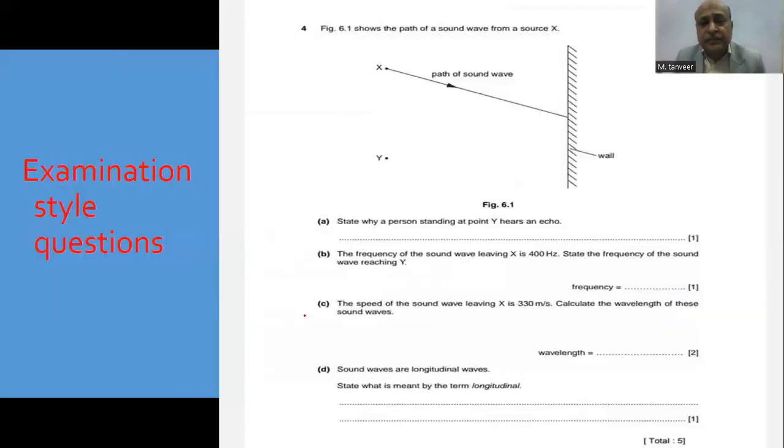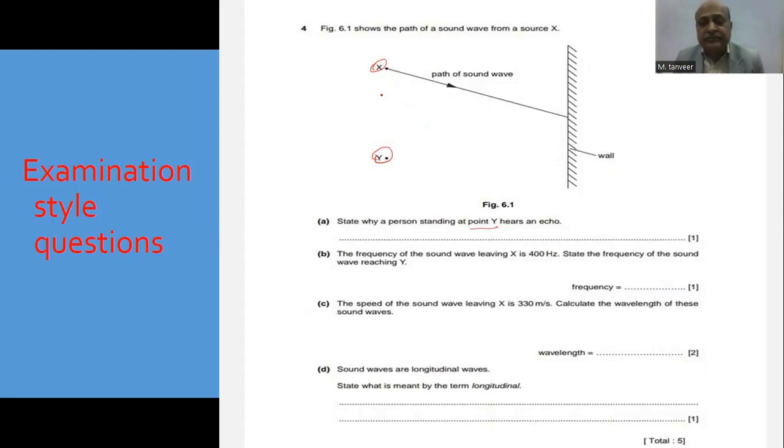Next question. The figure shows the path of a sound wave from a source X. Here, a source X is placed, the path of the sound wave, and when it strikes the wall, here the listener is standing at point Y. State why the person standing at point Y can hear the echo. Why is he standing here? Why is he not standing here?